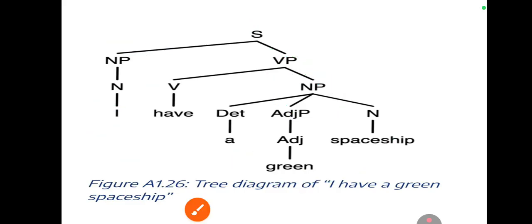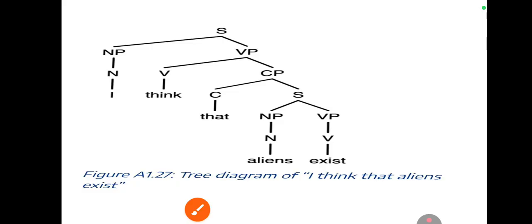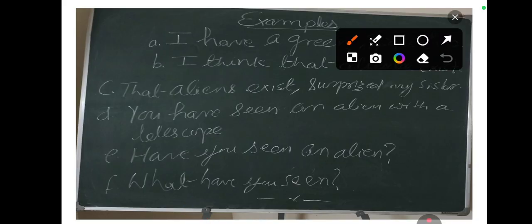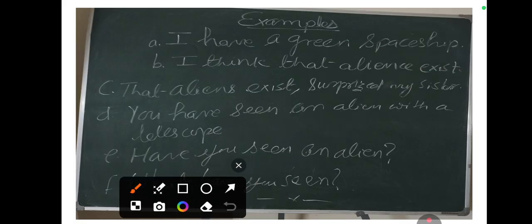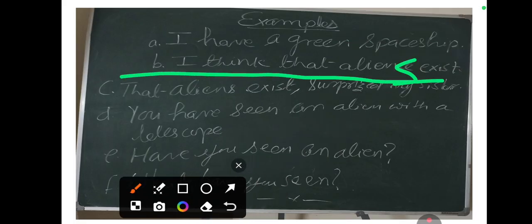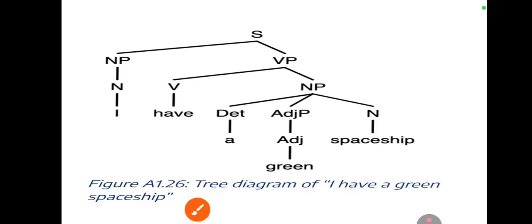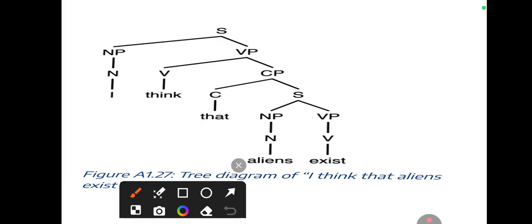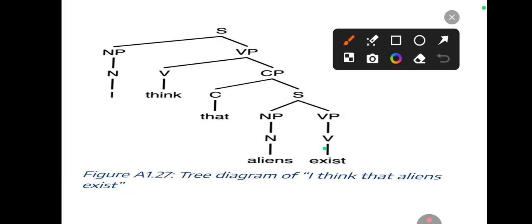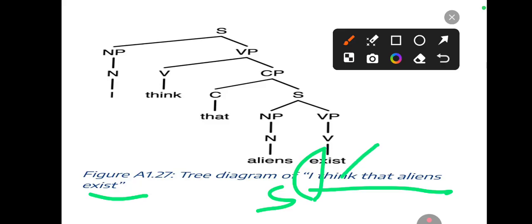Okay, now the next type of sentence, I'm taking you back, the second one: I think that aliens exist. How to analyze such a sentence? So here again "I" is the subject, "think" is the main verb, right? The whole part is called the predicate and this is the subject, but "think" is the main verb, right?